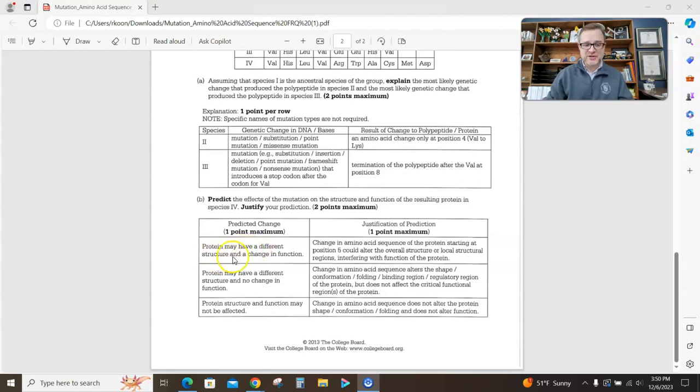Either it has a different structure and a different function, which is what I would say, and the justification is, because you change the structure, it folds differently, which changes the function. You could say that it has a different structure, but it doesn't change the function, and the justification is you change the structure, but it didn't affect the overall function. Or you could say that the structure and function are both not affected because it didn't affect the shape, therefore it doesn't affect the function. So really, any of those work as long as you explain it correctly.